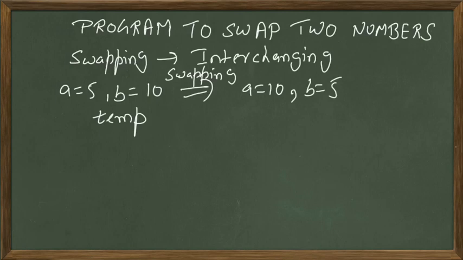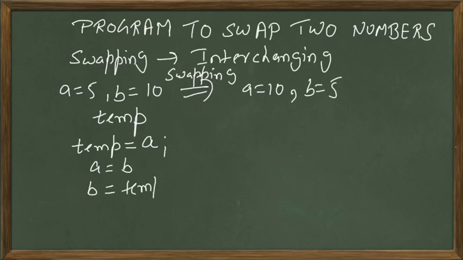Let us say the logic will be: temp will hold the value of one of the variables. Say it is holding a, then a will be holding b and b will be holding temp. So this is the logic that we will be using to swap the two numbers, and this program is very important from the examination point of view. Now we will see how it is done in the computer.